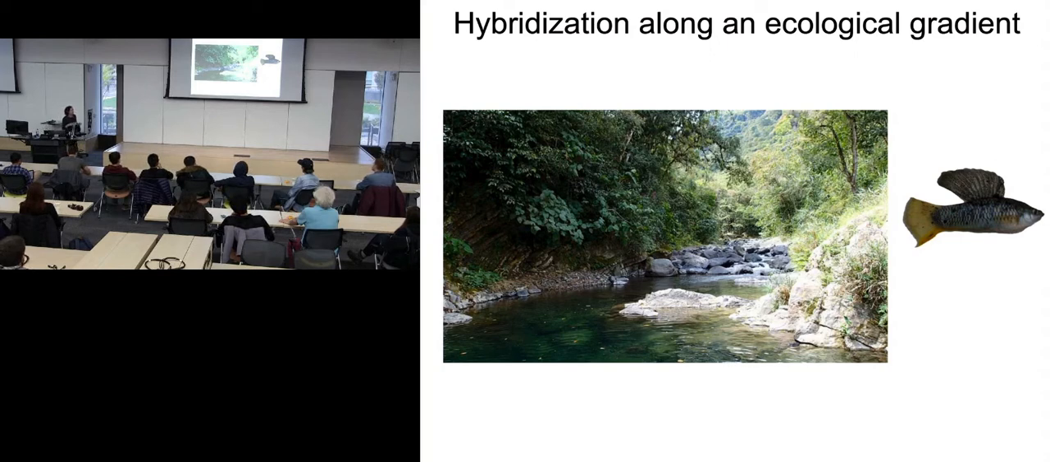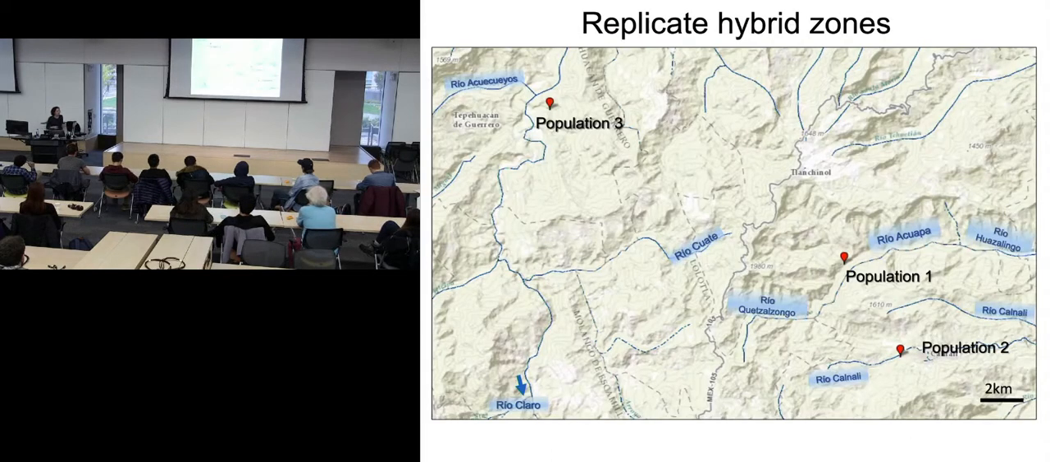But the thing that I think is actually really unique and powerful about the system, and one of the reasons that I've chosen to keep bringing it with me as I move to different places, is that because of the geography of the rivers in this region, we actually have replicated hybrid populations. So Malinche is found at high elevations and feeds into this river system, and Birchmanii does the same at low elevations, such that the populations meet independently at intermediate elevations.